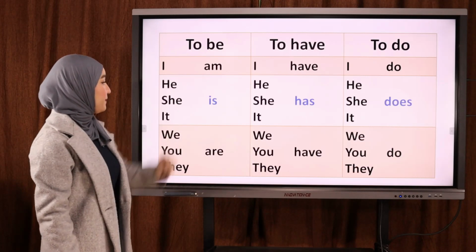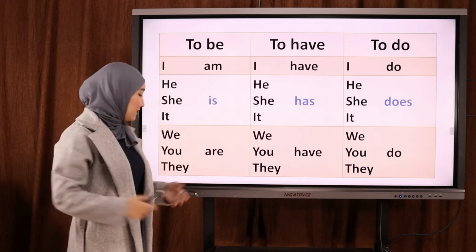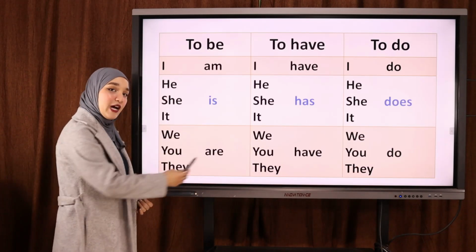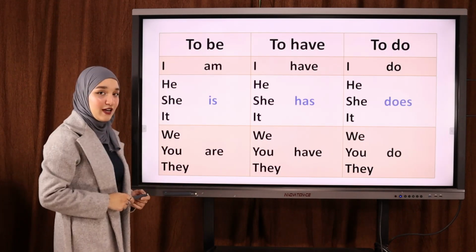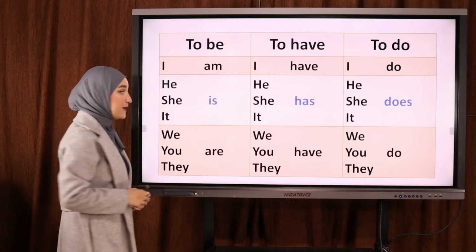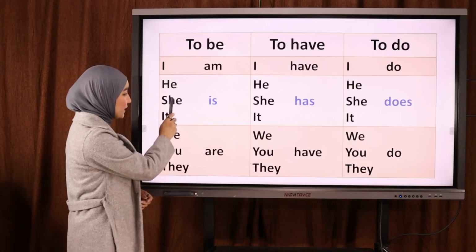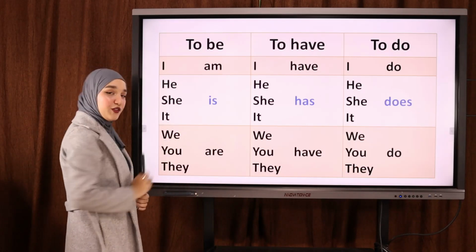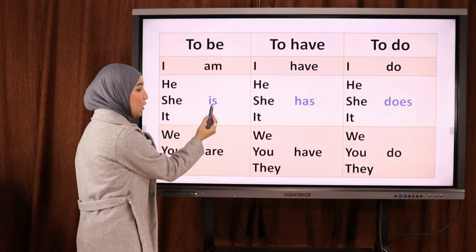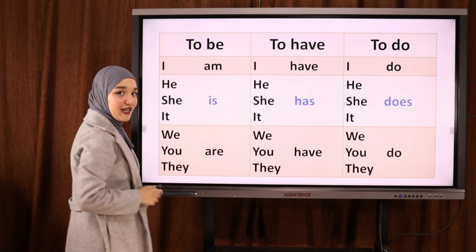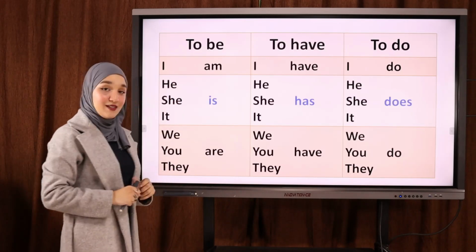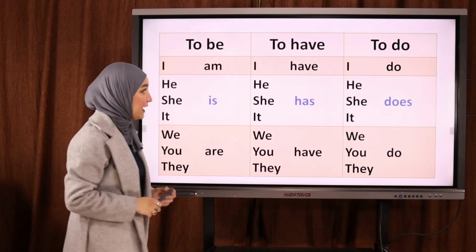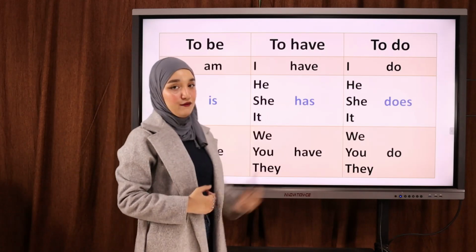So, I am, he, she, it is, we, you, they, are. This is how we conjugate to be. هكا نصرفوا الauxiliary to be. So notice here with he, she, it, with the third person singular, we always have s, okay? دائما تظهر الاس with he, she, and it in the present simple. Always, okay?